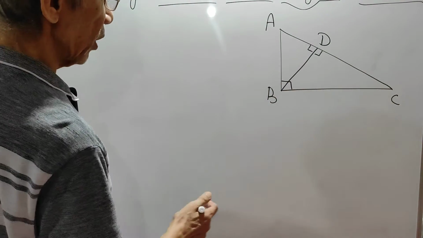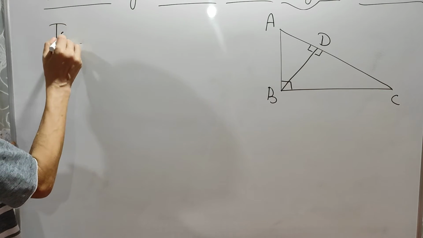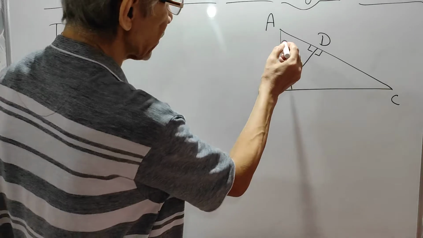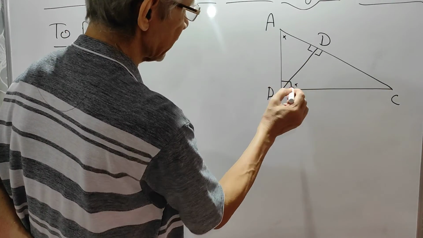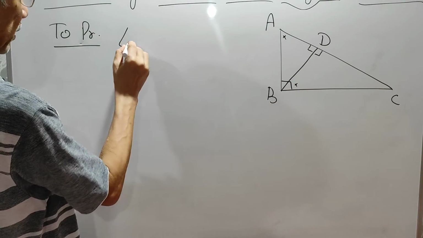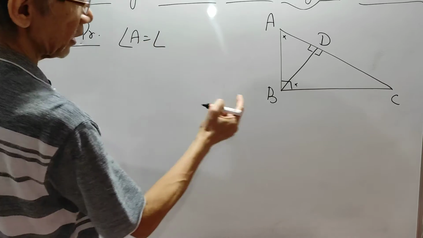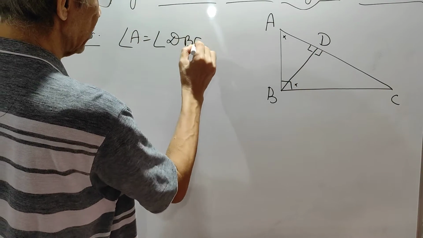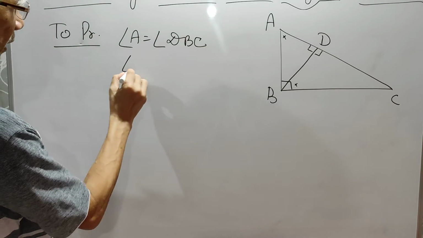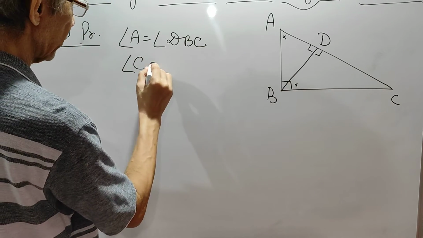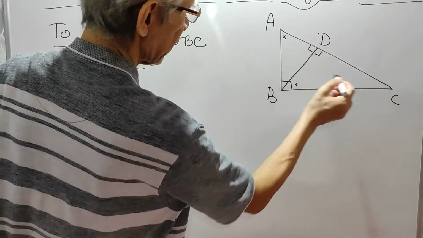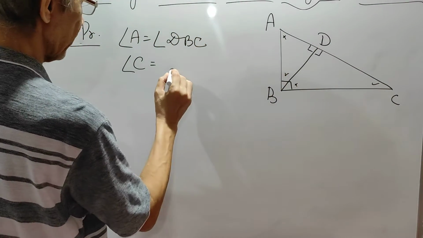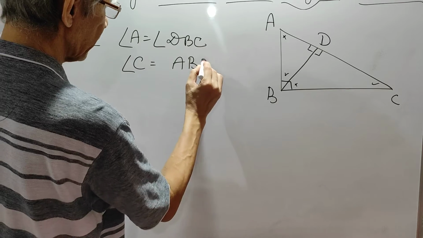Okay. Now required to prove what? To prove this angle is equal to this angle. That means angle A is equal to angle DBC. And then angle C. You have to prove two things. Angle C equal to this angle, that means ABD.